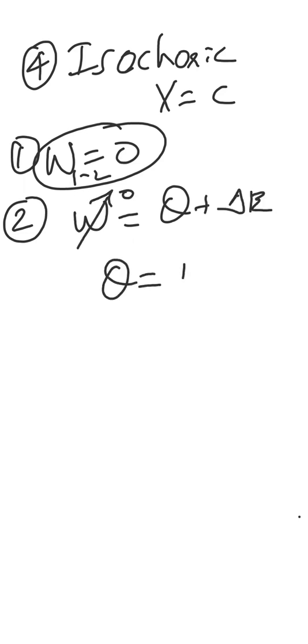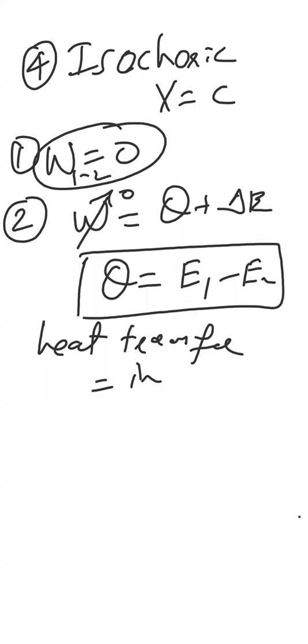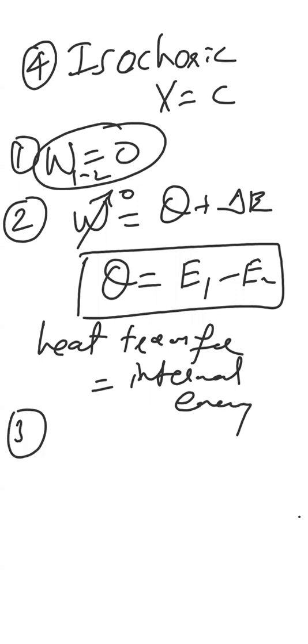Heat transfer is nothing but E1 minus E2. That means whatever heat transfer we do will change the internal energy of the system. If heat is rejected from the system, the internal energy will decrease. If heat is added to the system, internal energy will increase. And the third thing is the change in internal energy.